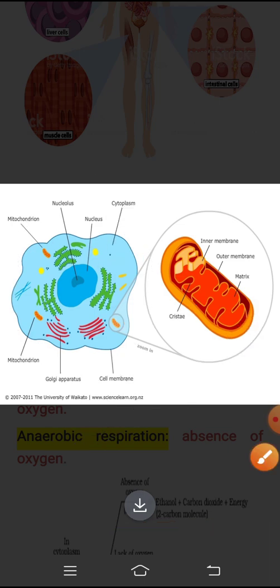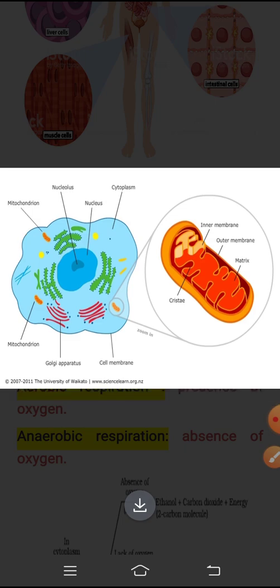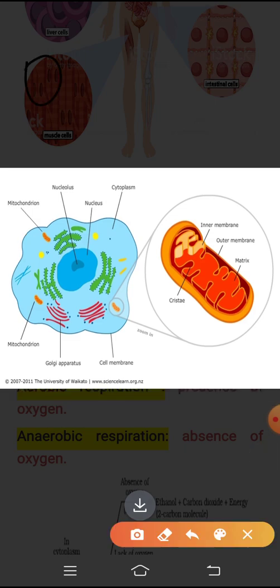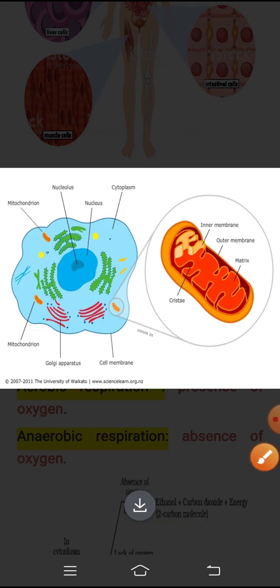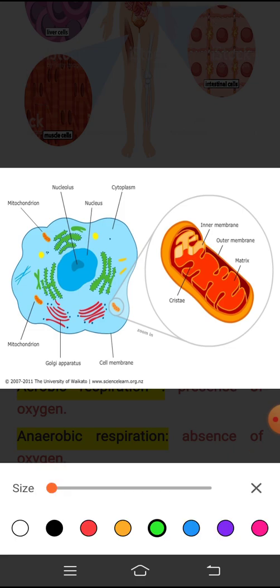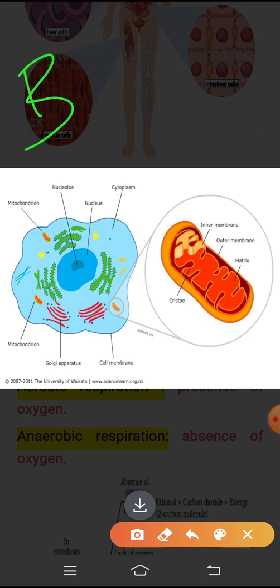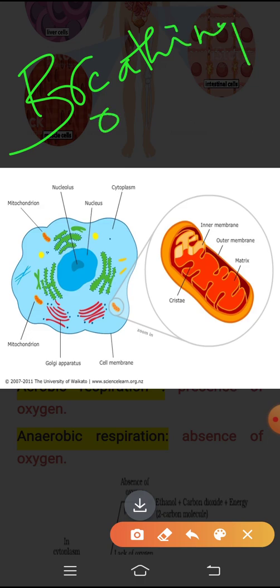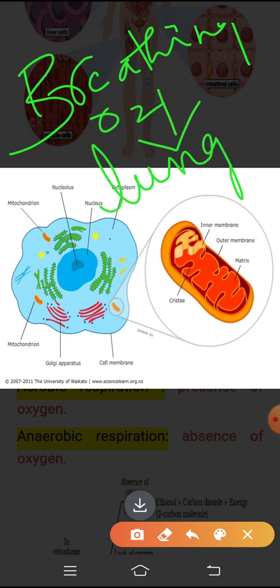So whatever I have discussed with you now, once again quickly I'll tell you. What we saw in the first step was that breathing took place. As a result of breathing, what happened? The oxygen entered the lungs. So exchange of gases took place. From the nostril it enters the lungs. Now from the lungs, where does it go?